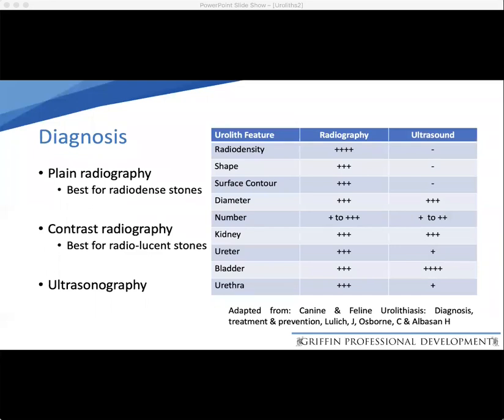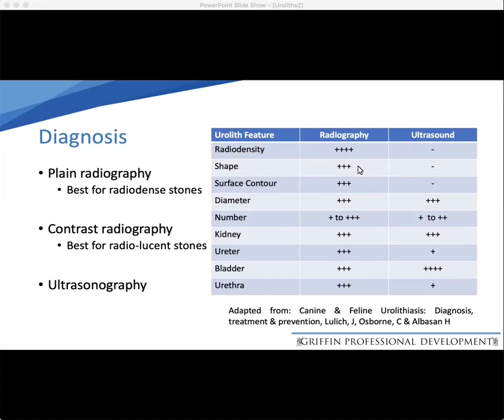Diagnosis is usually made using imaging, and sometimes we need to use a combination of different imaging types. Obviously, if we have a radiodense stone, then plain radiographs are going to be very good for that. Whereas if we have radiolucent stones, then contrast radiography or ultrasonography may be more appropriate. So looking at the table on the right-hand side of your screen, we can see that if a urolith is fairly radiodense, then radiography is going to be the most useful tool.